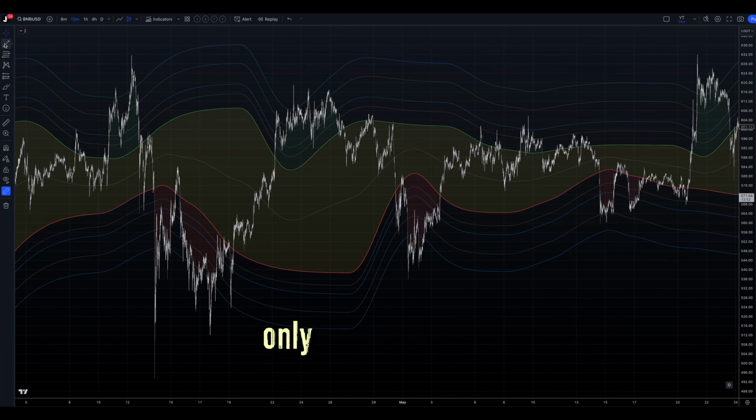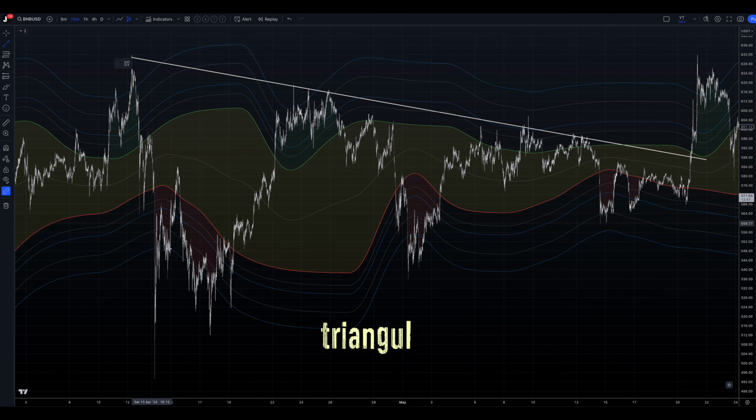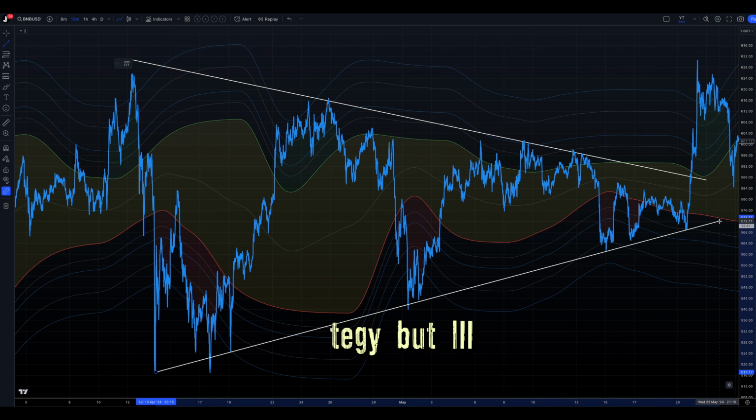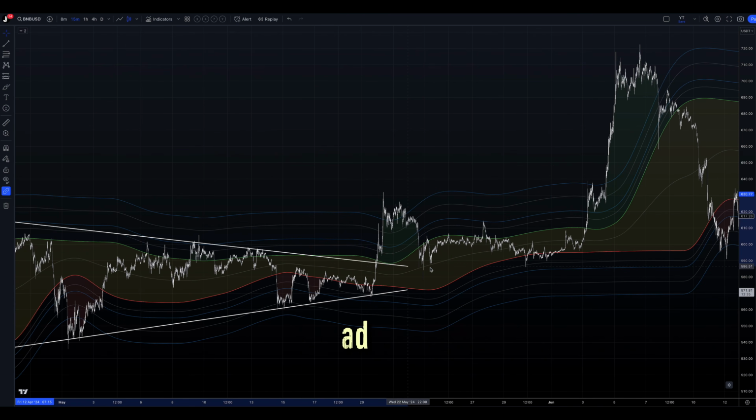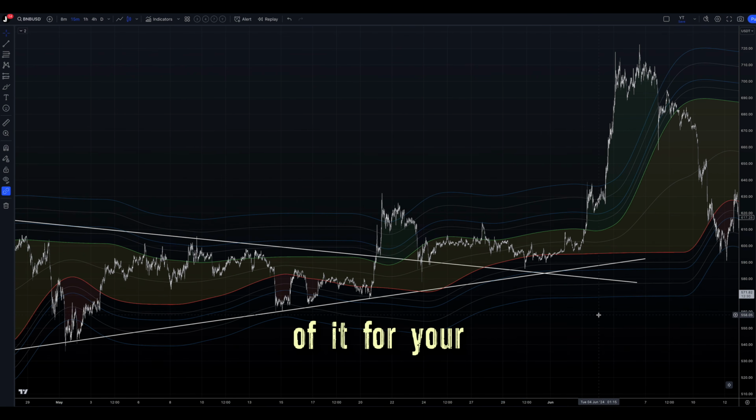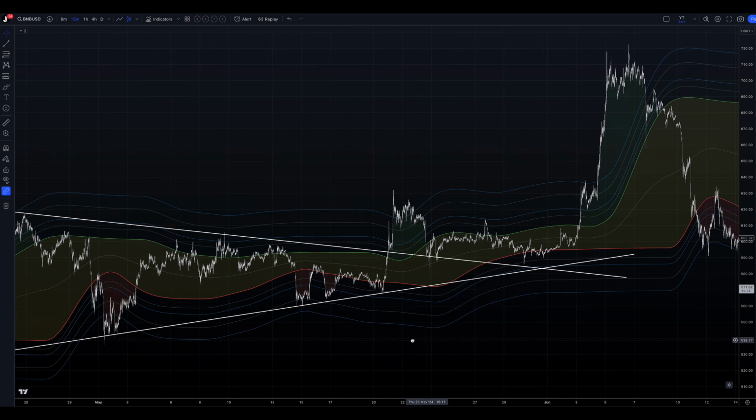Stick around, because I'm not only going to give you my best settings for this Triangular Stoch RSI band strategy, but I'll also explain how you can tweak and adjust those settings to get the most out of it for your specific trading strategy and market conditions.